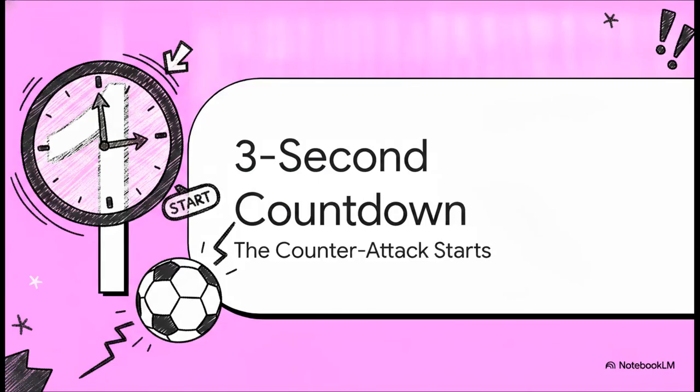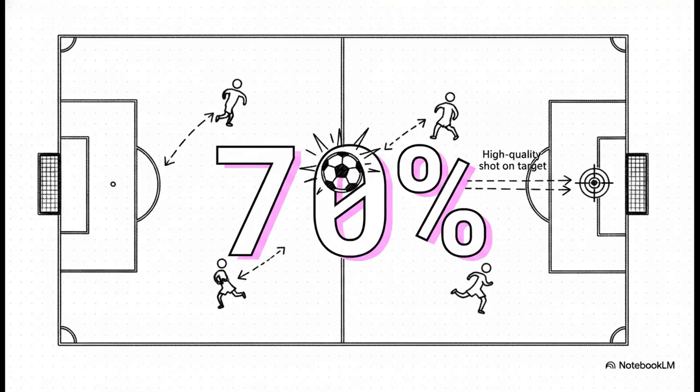Section 1. The 3-second countdown. Let's start right down on the pitch. To build a perfect counterattack, you really have to know where it starts. It turns out, a staggering 70% of all goals scored from rapid counterattacks actually originate from turnovers won right in the middle third of the pitch.